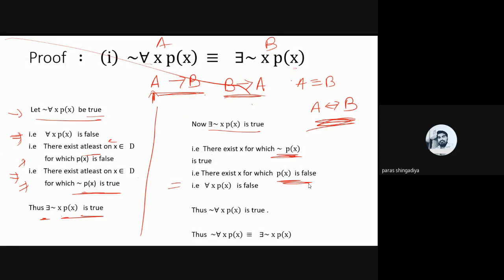When we say every x px is false, if for a single value of the domain px becomes false, then the universal quantifier will be false. Means there exists x for which px is false, means every x px will be false. If every x px is false, means negation of every x px will be true. That is the condition. If every x px is false, what does it mean? Its negation will be true. So that is a part of A.